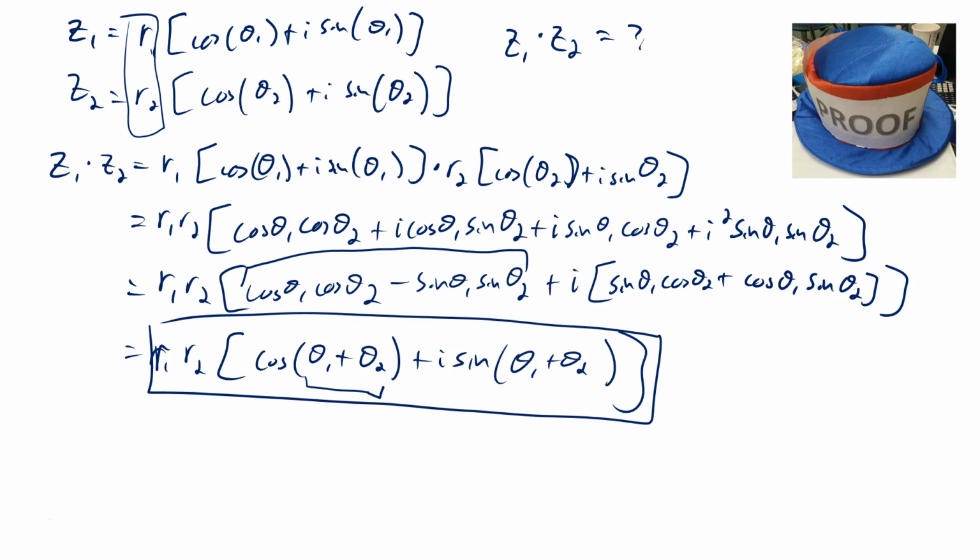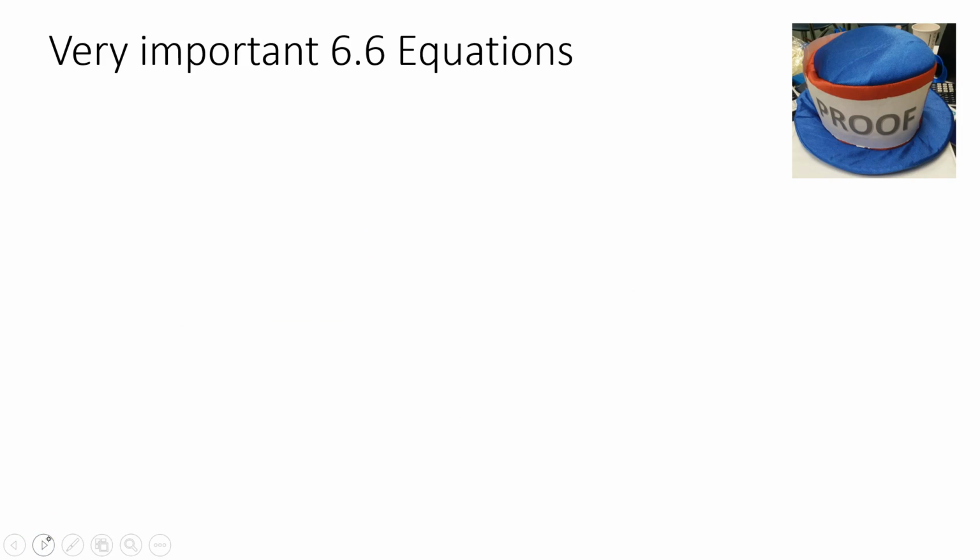That's really useful because adding is a much simpler way to go than having to FOIL or do anything like that with these complex numbers. That's really cool. I am not going to prove the division one. If you want to try it, you can. It's very simple, works very similar. You have to multiply by a conjugate, but these are the very important 6.6 equations. We're going to use them today for your homework, and also in the next lesson for proving some really cool things called roots of unity.